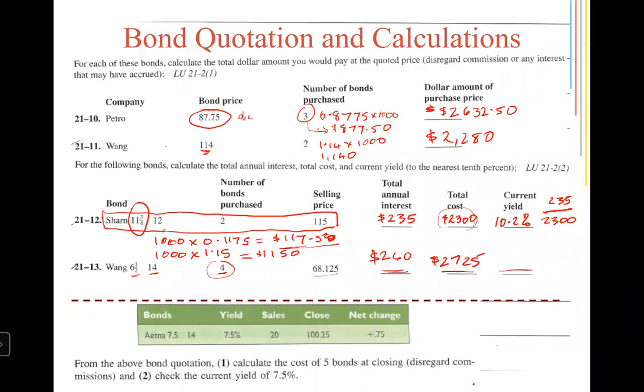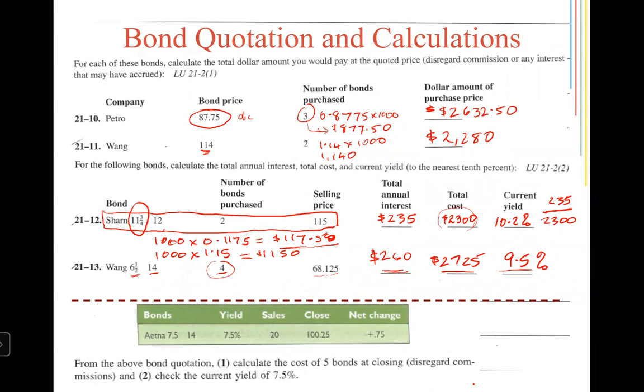216 divided by 2,725. I times the total 0.0954 times 100, and I got 9.5. 9.5%, because they wanted it to the nearest tenth, so you got 9.5%. Okay, so that would be your current yield.